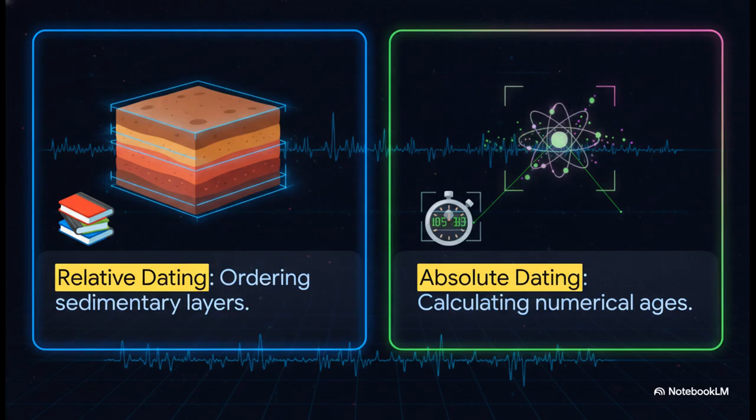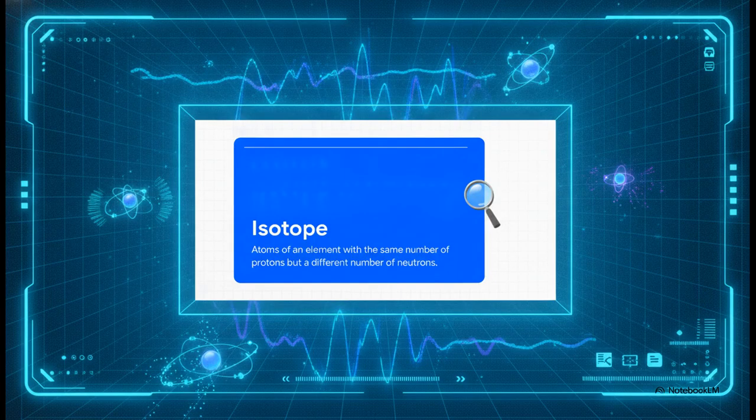So for our scientific theories to truly evolve, we needed absolute dating, a way to calculate highly specific numerical ages for these rocks. The true game changer for absolute dating came when we discovered radioactivity and started looking closely at isotopes. So, what exactly is an isotope? It's basically an atom with the same number of protons as its siblings, but a different number of neutrons.